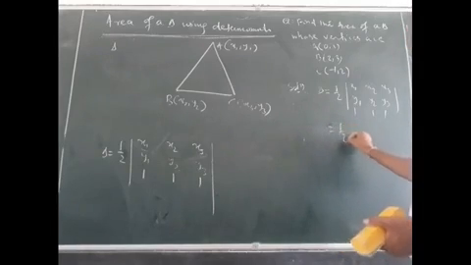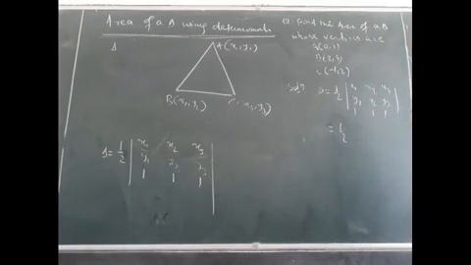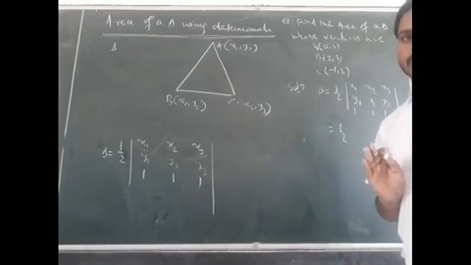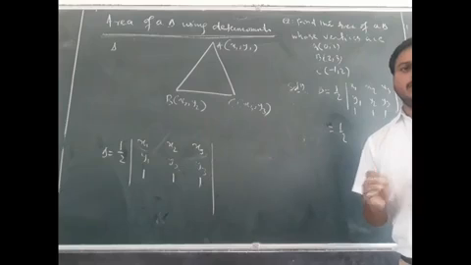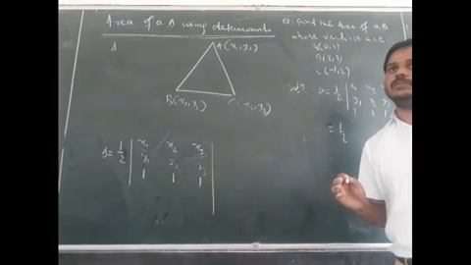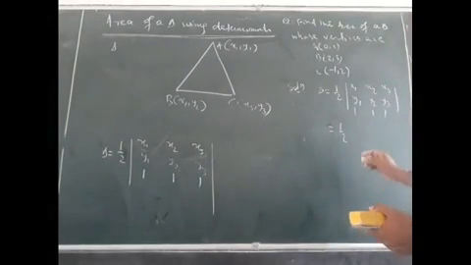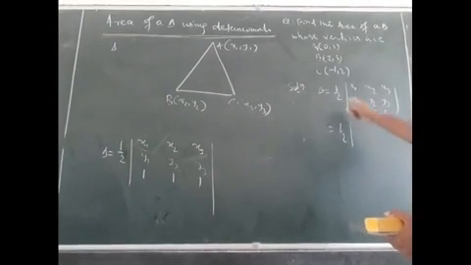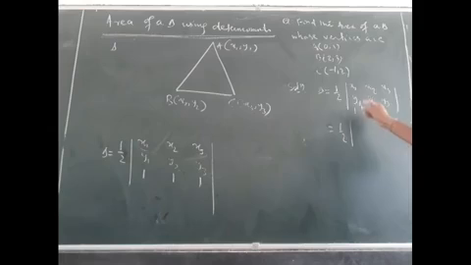So here put the values. Just remember this formula like this. In the first row there will be all x components, in the second row all y components, and in the third row you just write 1, 1 and 1. So this is half into, write all the x components: 0, 2 and -1. In the second row write all y components: 1, 3 and 2. And in the last row you write 1, 1 and 1.